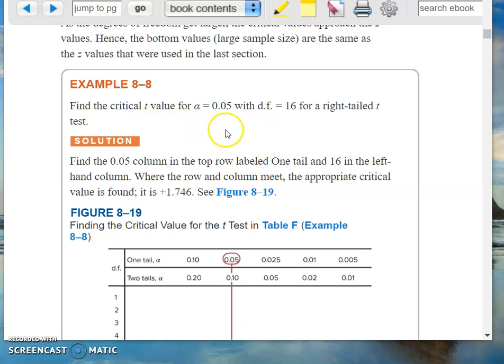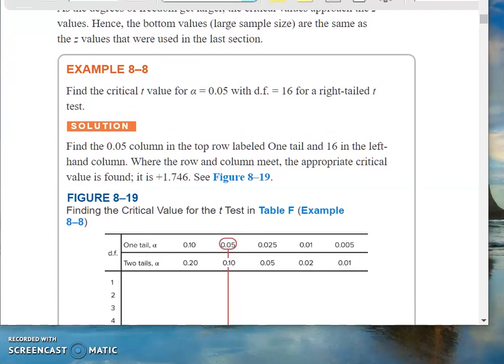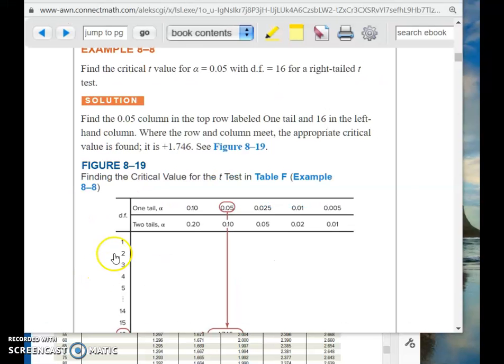Okay, so find the critical t-value for alpha equal to 0.05, degree of freedom of 16, for a right-tailed t-test. That should be doable for us. Now I'm going to try to do this, but the best way for you to handle this yourself is to have your book out and follow along here. It's really hard for me to bounce back and forth.